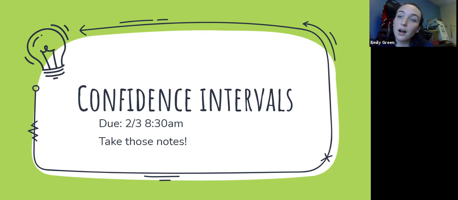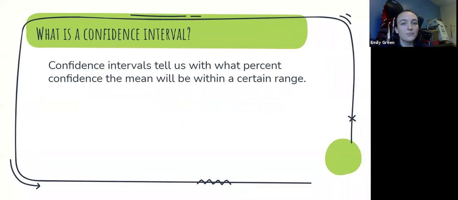So this is more about confidence intervals, which you got introduced to. Make sure that you are taking notes. And let's get started. So you already learned what a confidence interval is. We know confidence as a word already. It means that we can be pretty sure about something, even if we aren't 100% sure. And it tells us what percent confidence the mean will be within a certain range.